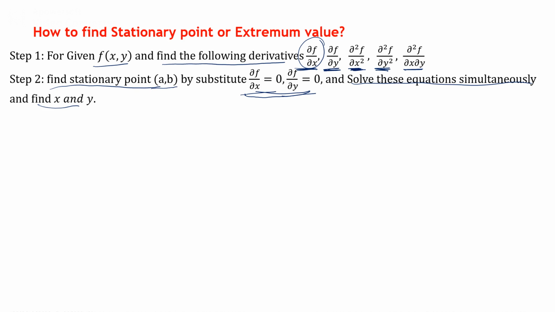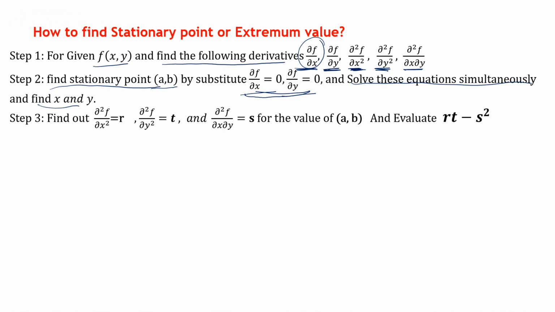Now after finding the stationary point, in step three, you find the second partial derivative with respect to x, considered as r, the second partial derivative with respect to y, considered as t, and the partial derivative with respect to both x and y, which you consider as s. Now evaluate the values of r, t and s at the stationary point (a, b).